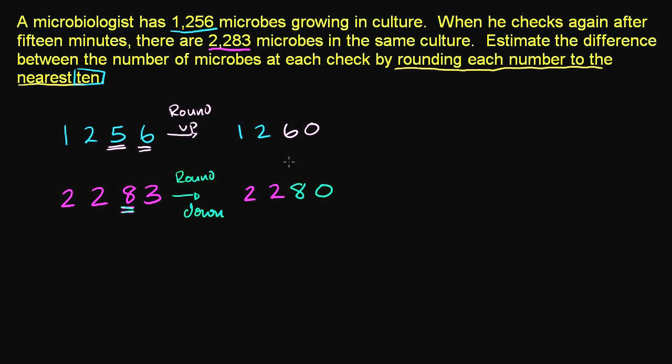Now, they want us to estimate the difference between the number of microbes at each check by rounding each number to the nearest 10. So we've done that part. We've rounded each number to the nearest 10. Now we have to find the difference. So let's subtract the first check from the second check. That's how we get a positive number.